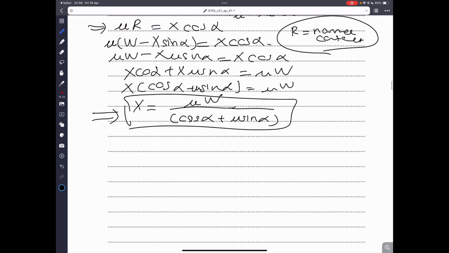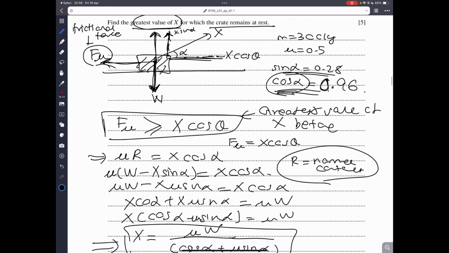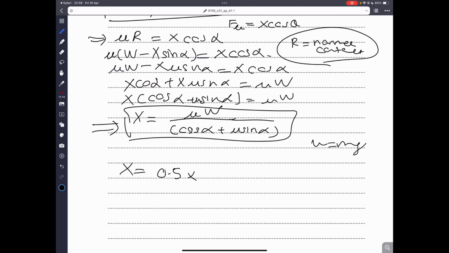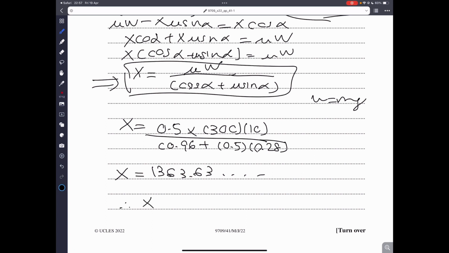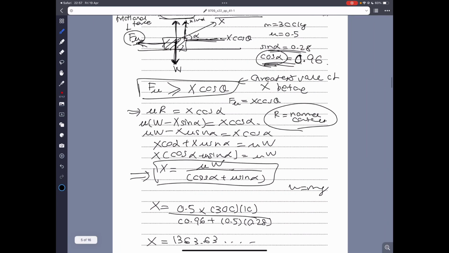So right, X, you just substitute the value. So we know that mu is 0.5, right? Remember, weight is equal to mg. So the mass, which is 300, times 10. Now the cos alpha we got 0.96 plus mu, which is 0.5, and sine alpha, which is given in the question, 0.28. Now if you solve this, X is equal to 1363.63. So we can round that up to X is roughly 1360 newtons. Okay, and this is how you solve question number 3.